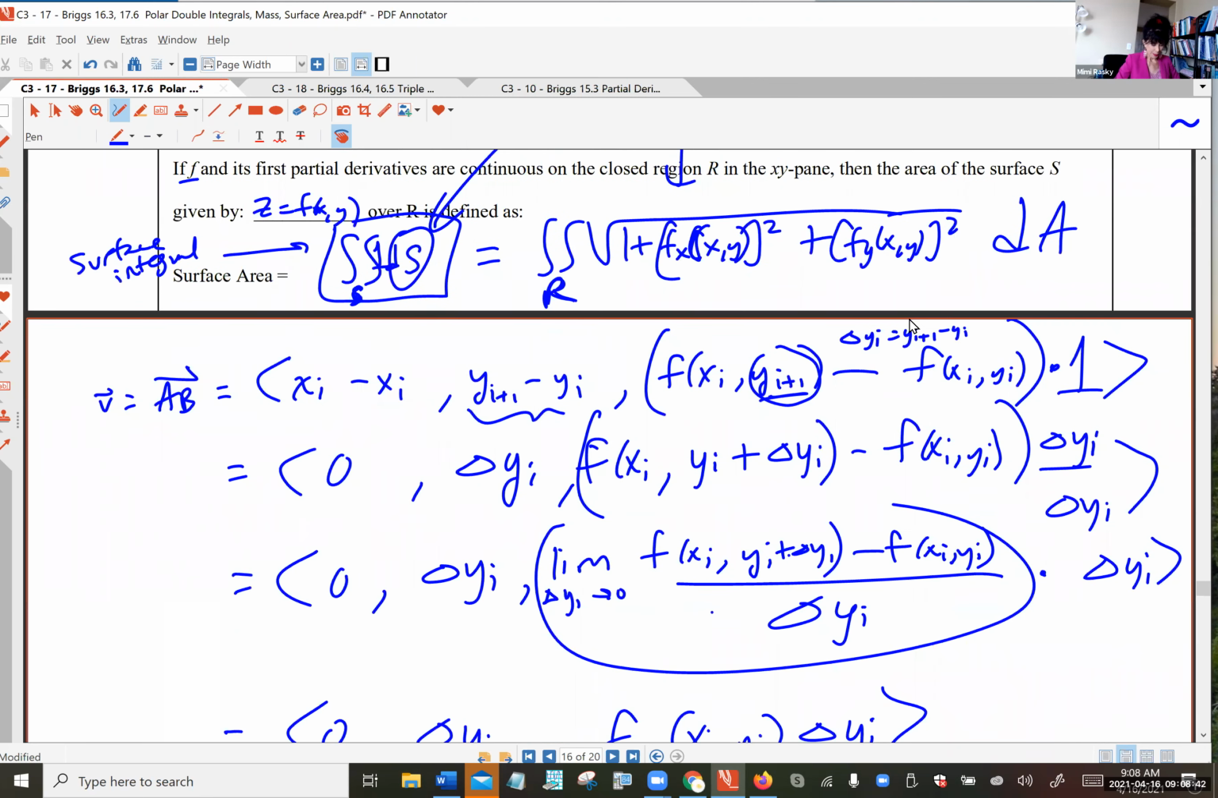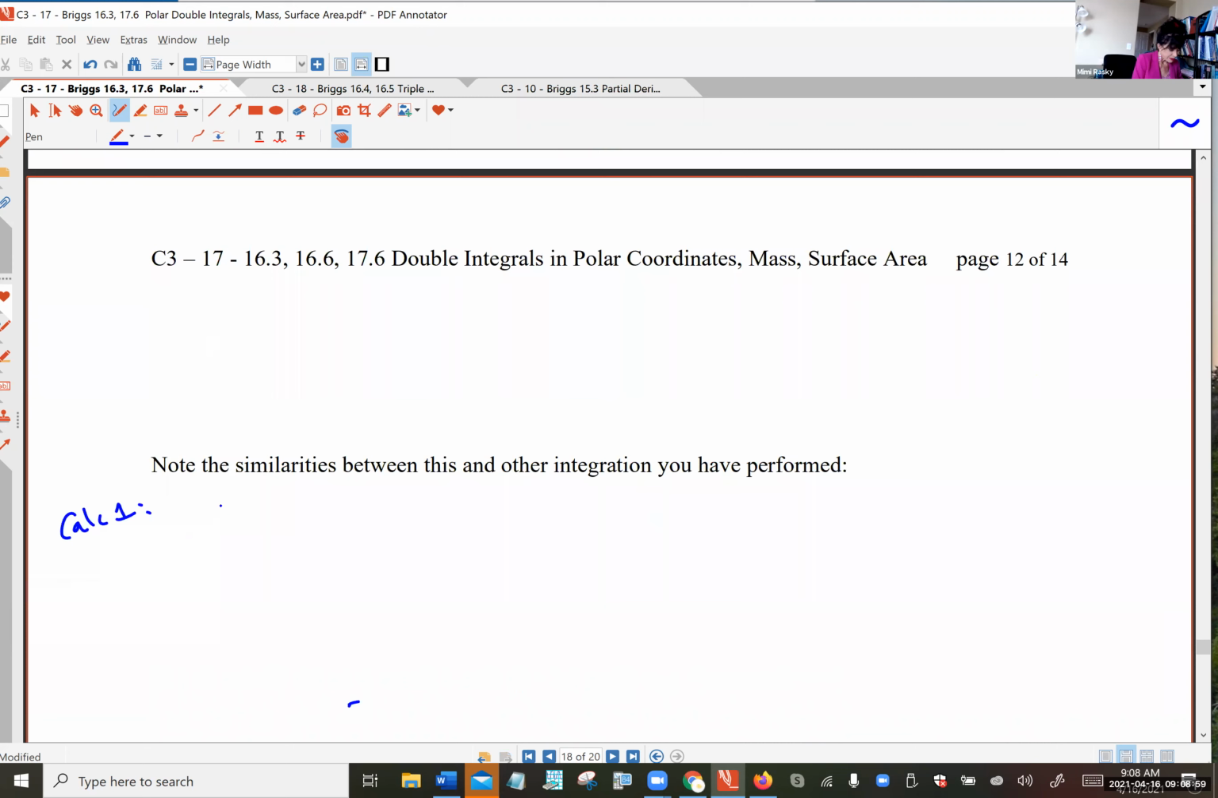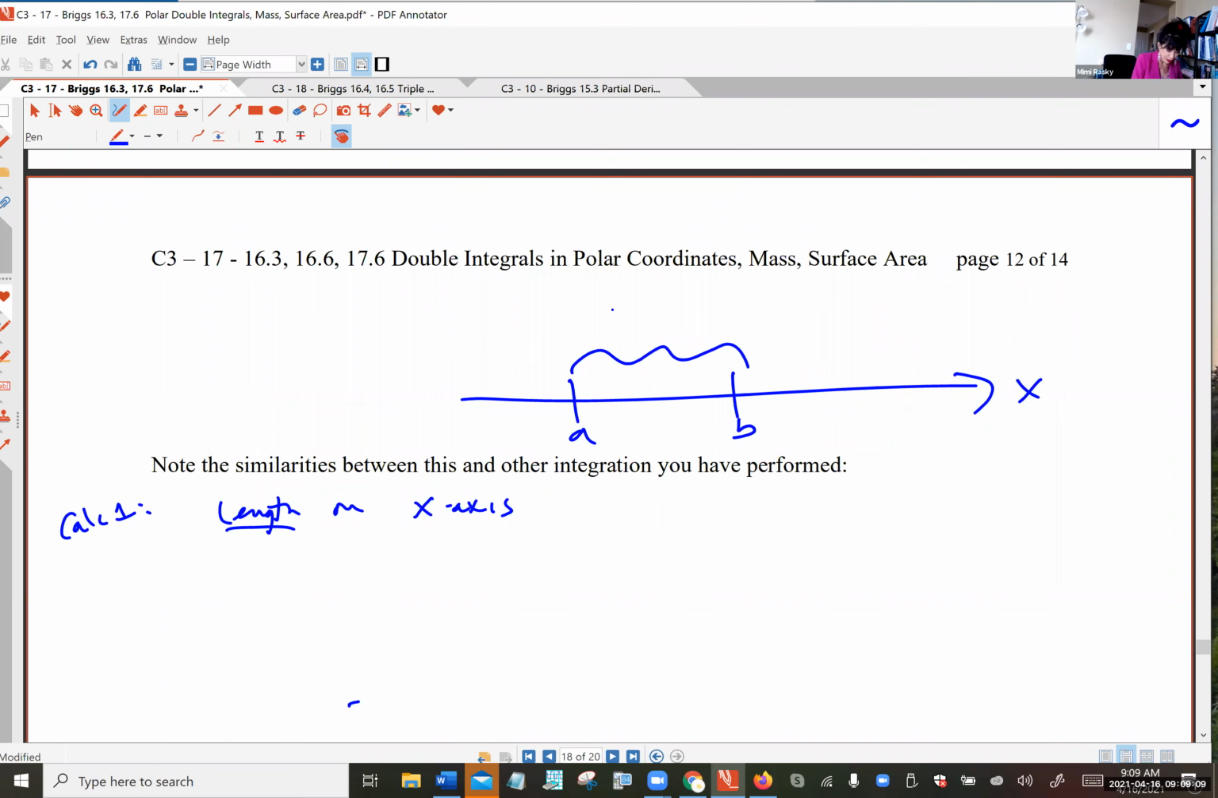Okay, so if you don't feel gobsmacked by now, you should be. Okay, fine. So what else? The similarities that I want you to notice from all the calculus classes that you've taken. In Calc 1, you can actually use a single integral to find length on the x-axis. Yeah, that's right. Like here's the x-axis. Here's A, here's B. I hope you can appreciate that this length here is B minus A. But you can actually represent that with an integral. You just do the integral going from A to B and you integrate a 1.